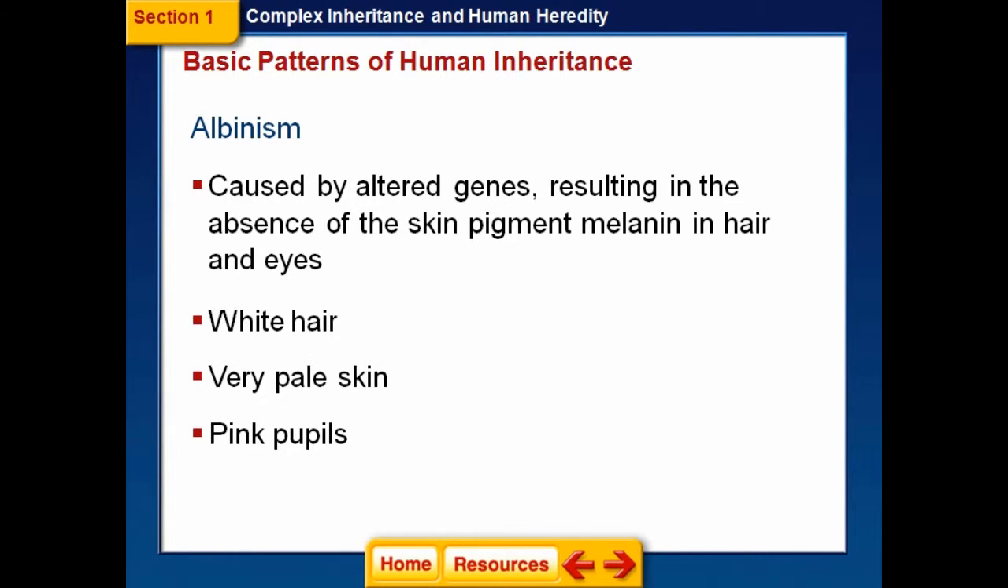Albinism. It's caused by altered genes, resulting in the absence of the skin pigment melanin in hair and eyes. These people, regardless of race, have white hair, very pale skin, and pink pupils, because literally what you're seeing are the blood vessels in the back of their eyes.